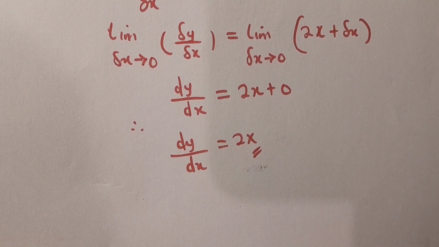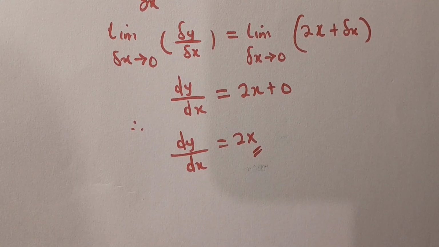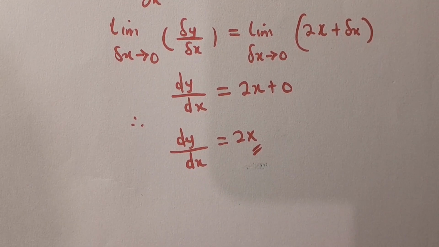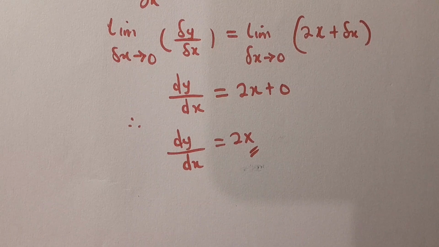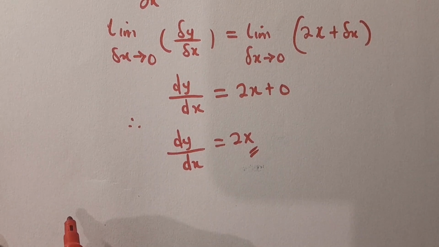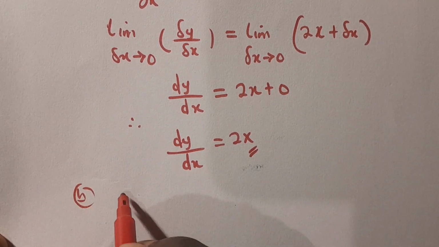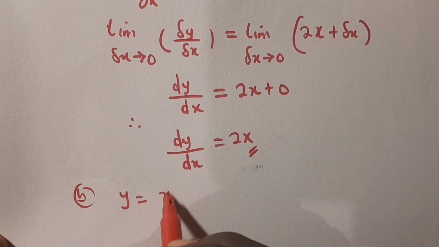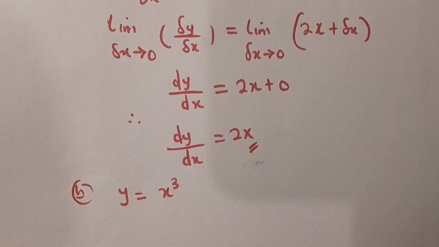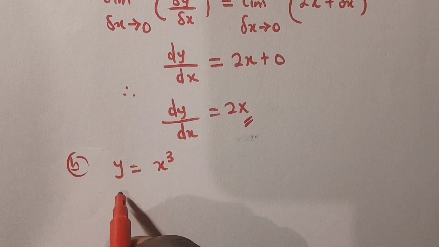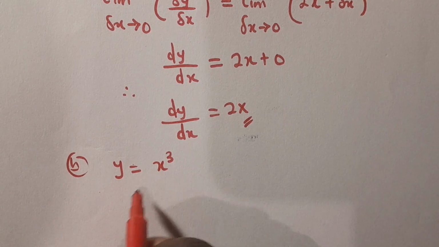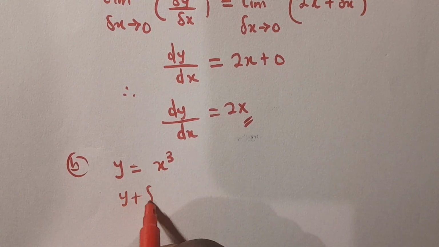So that's how to use the first principle to find any differentiation given to us. Let's take a look at another example under this. Assuming we have example B, where y equals x raised to power 3. From here, the first thing is we need to make an increment in this and this. So we have y plus change in y.